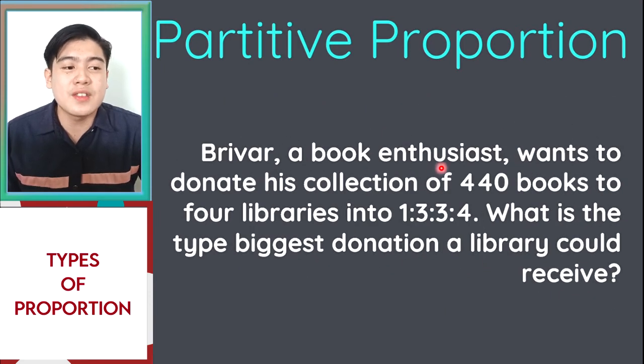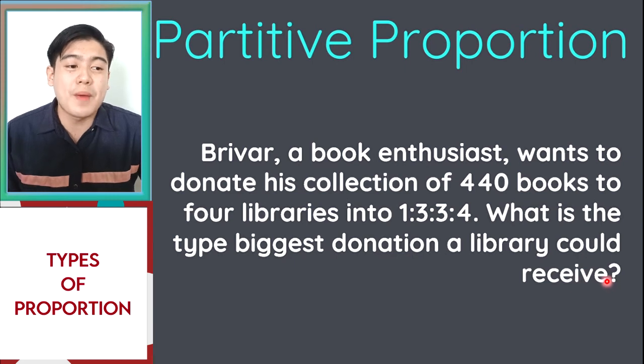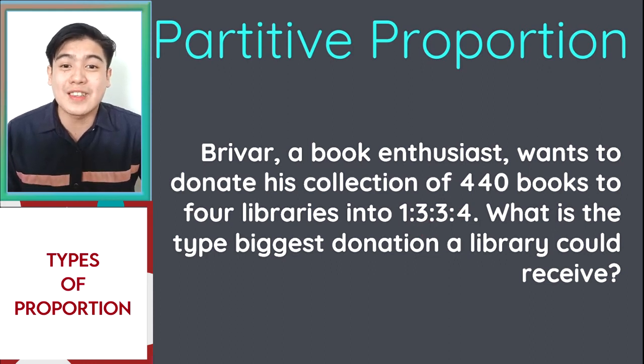So, next, another example. Bivar, a book enthusiast, wants to donate his collection of 440 books to 4 libraries in the ratio 1:3:3:4. Mapapansin nyo, mas madami siya kaysa kanina. What is the biggest donation a library could receive? So, kung mapapansin nyo, bakit siya partitive proportion? Kasi itong whole quantity na 440 books, hatiin siya dun sa 4 libraries na ang ratio ay 1:3:3:4. So, partitive proportion. So, I hope may natutunan kayo dun sa types ng proportion.